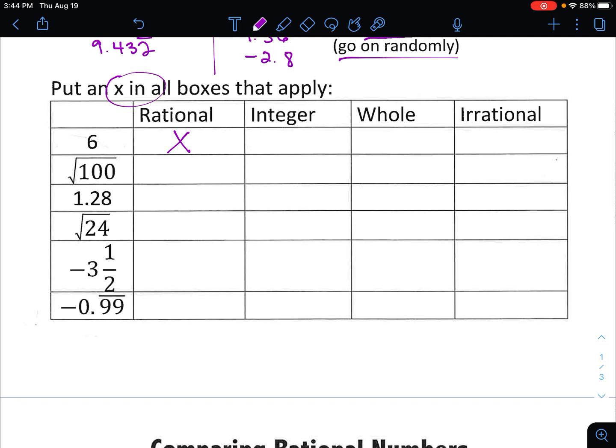It says put an X in all boxes that apply. It's also an integer because that's a positive or negative whole number. It's also a whole number, like 1, 2, 3, 4, 5, 6, 7, 8, 9. Those are what we learned how to count with, which makes it not irrational, so we're just going to leave that blank. Now the square root of 100. That is 10, which makes it rational, integer, and whole because it equals a whole number, so it's not irrational.